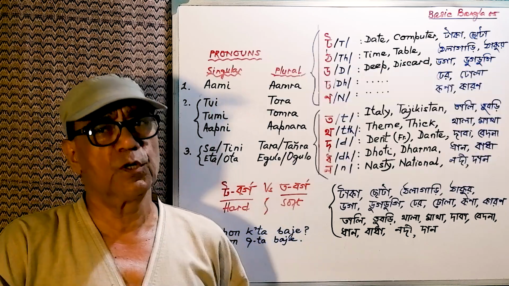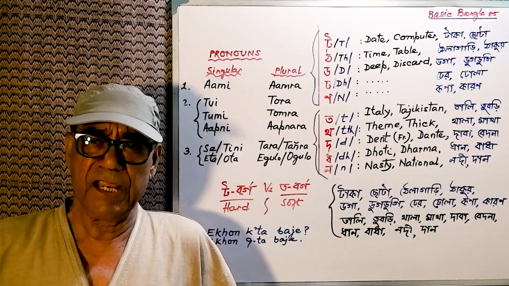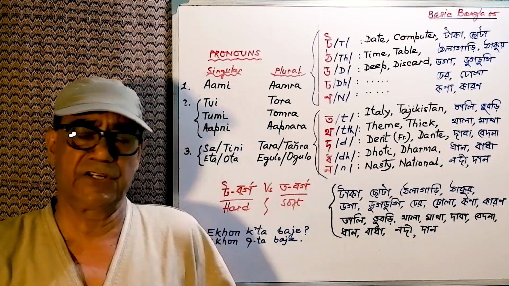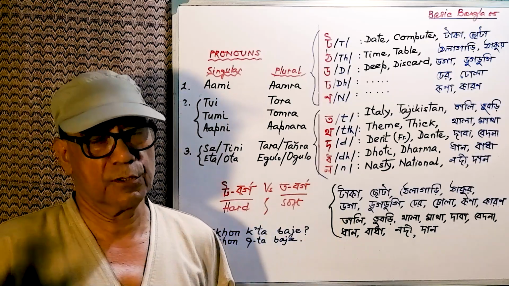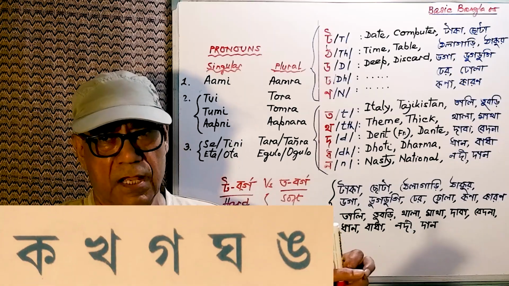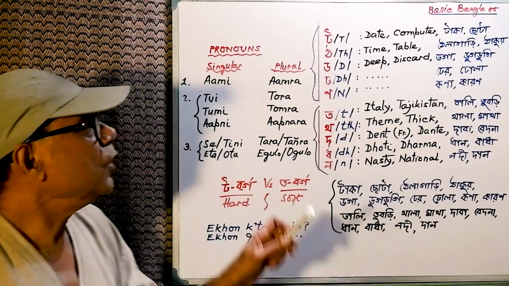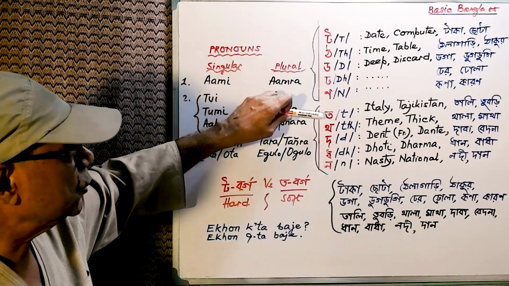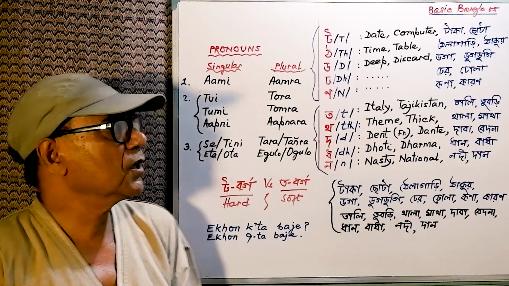Now we come back to our consonant sounds and letters. The other day we learned 10 letters. You remember? Ka vargo and cha vargo. So ka vargo: ka, kha, ga, gha, nga. Cha vargo: cha, chha, ja, jha, yang. Now, ta vargo and ta vargo. So ta vargo has 5 letters.